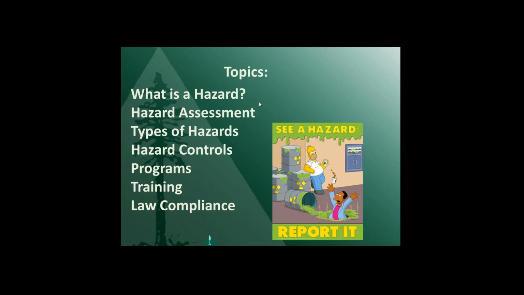Some of the specific topics we'll go over today are: what is a hazard, how to do a hazard assessment, types of hazards, and the controls of those hazards. Then, how do we wrap our arms around all of these hazards? That's through the use of programs. And how do we let our people know about things? That's through the use of training. And then how all this fits into the compliance of OSHA or state safety regulatory agencies. As you can see, there's a Homer Simpson: if you see a hazard, report it.